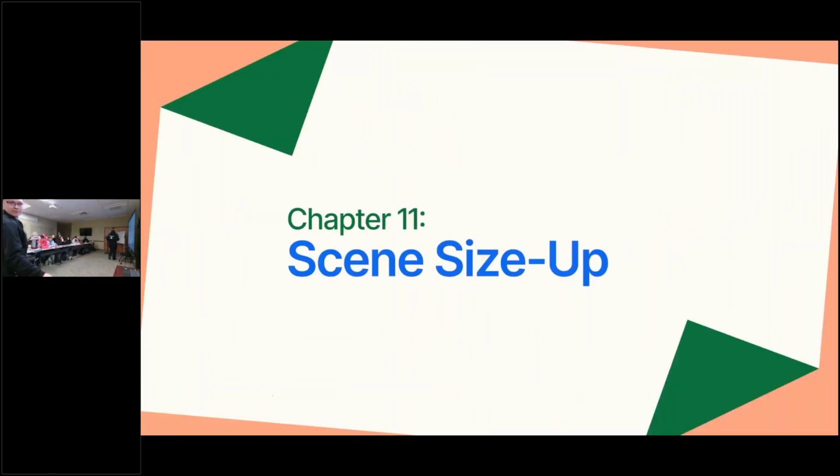Okay, cool. So chapter 11 is about our scene size up. So what does scene size up mean to you guys? Anybody have clues on what are some things that would be included in a scene size up? Scene safety. Hazard, scene safety. How many patients? Perfect, yeah. And why is that? Why is scene size up important? Resources needed. Yeah, perfect.